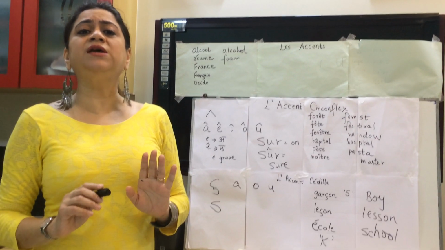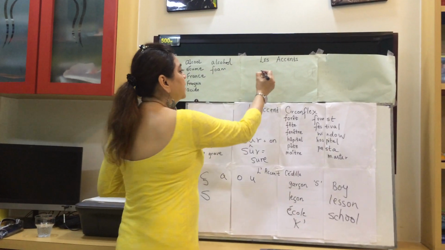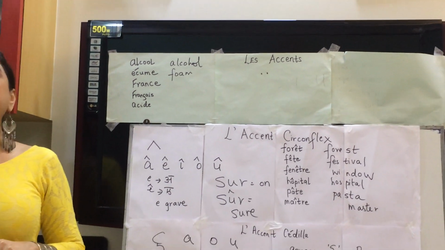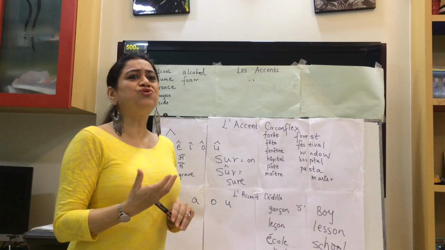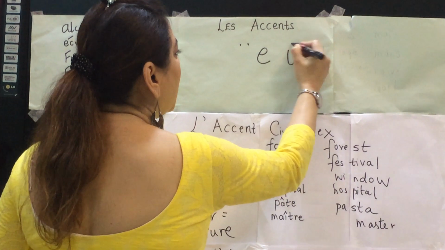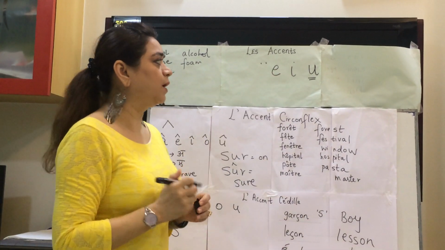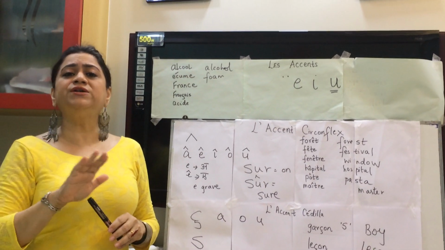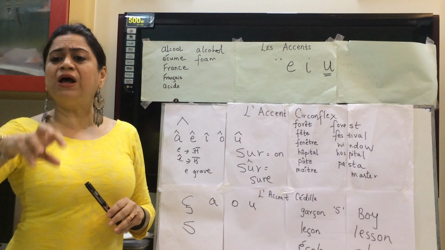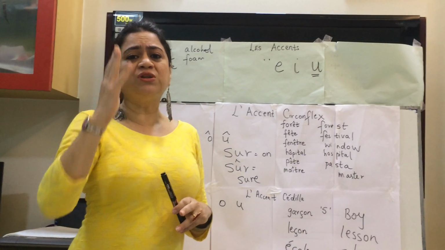The last accent is the trema, l'accent tréma, which is two dots. It is not used as frequently, and few words have the trema accent. It is used over E, I and U. U is very rare, it's mostly on E or I. Now, when the trema is put on the vowel, it does not change the sound of the vowel, but it is basically to pronounce two vowels. If the vowels are coming side by side, it pronounces both the vowels distinctly, separately.